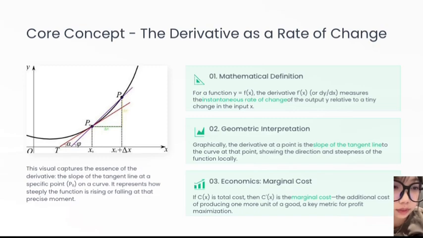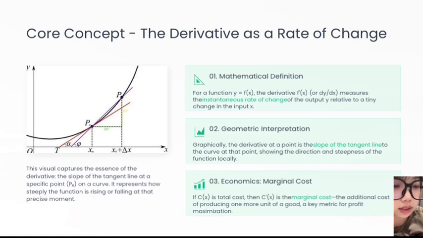First, mathematical definition. We have function y equals f of x. Its derivative, read as f prime x or dy/dx, shows how fast y changes when x has a tiny shift. Second, geometric interpretation. Look at the graph on the left. The derivative at point P0 is the slope of the tangent line. It tells us how steep the curve is.